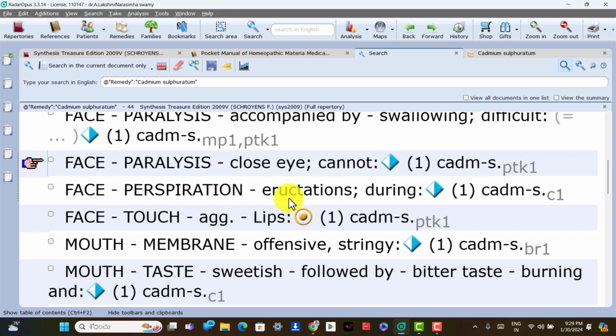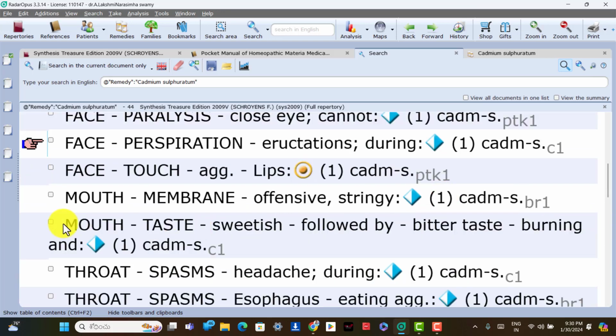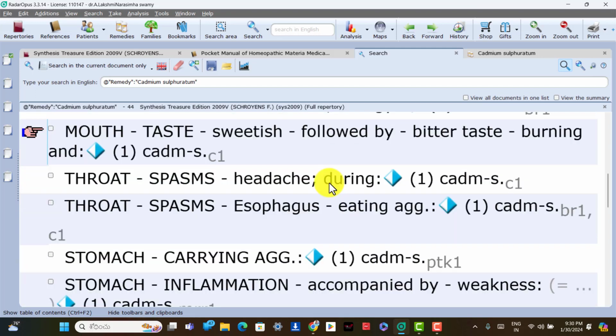Face perspiration during erections, think Cadmium sulph. Face touch aggravation, lips touch aggravation, think Cadmium sulph. Mouth symptoms, mouth membrane slimy offensive is present, think Cadmium sulph. This symptom will occur in advanced stage of cancer. Mouth taste sweetish followed by bitter taste, burning and bitter taste is present, think Cadmium sulph. Throat symptoms, throat spasms during headache, think Cadmium sulph. Throat spasms, eating aggravation, esophagus, eating aggravation, think Cadmium sulph.